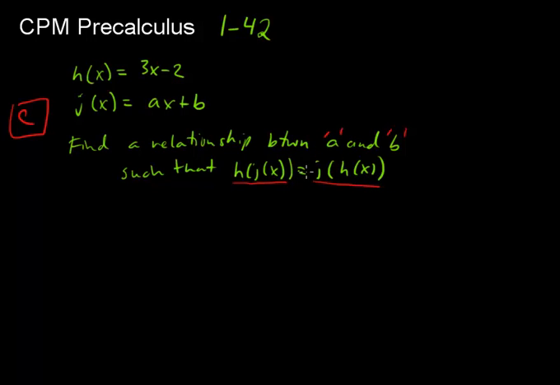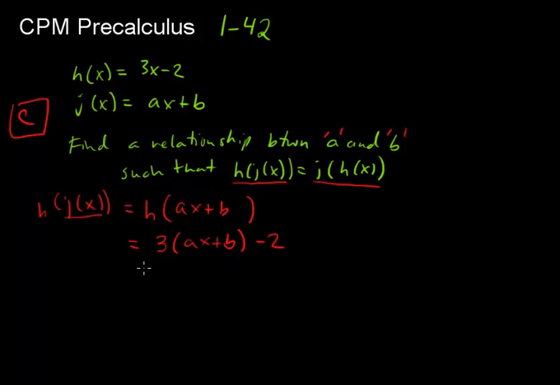Okay, so let's start off by finding out what h of j of x is. Remember, we look at the inside parentheses first. So we have h on the outside. j of x we know is ax plus b. Now we can plug ax plus b into h of x as the input, so we have 3 times (ax plus b) minus 2. Distribute that 3 to both terms: 3ax plus 3b minus 2. That is pretty much as far as we can go with h of j of x.